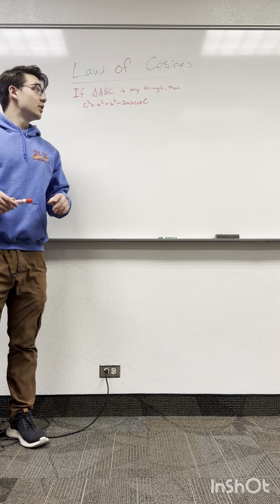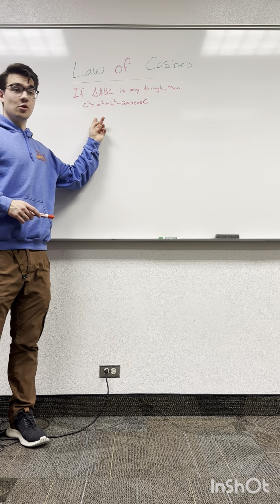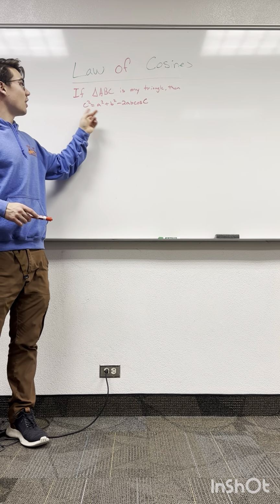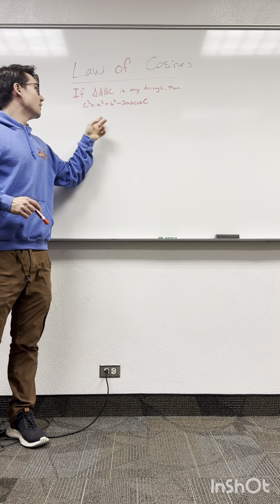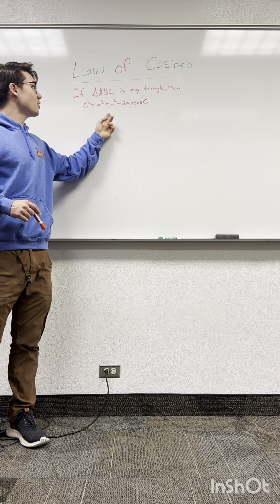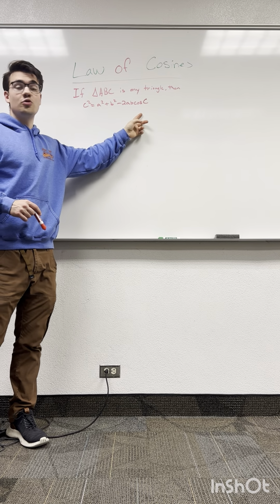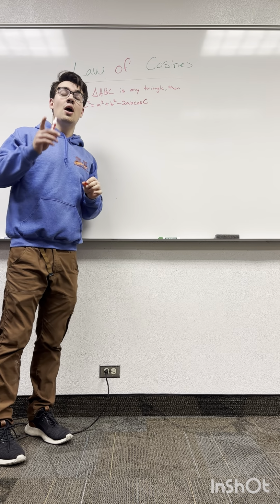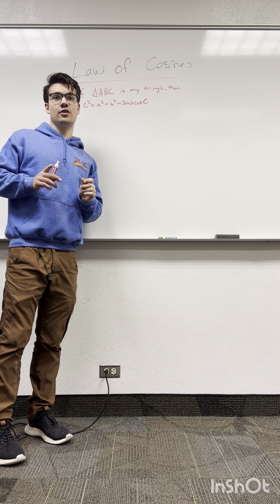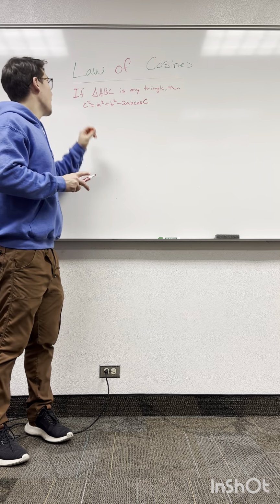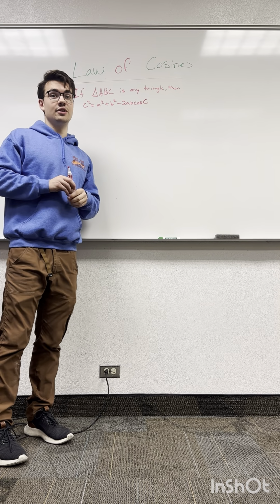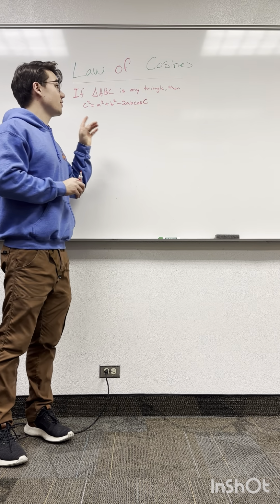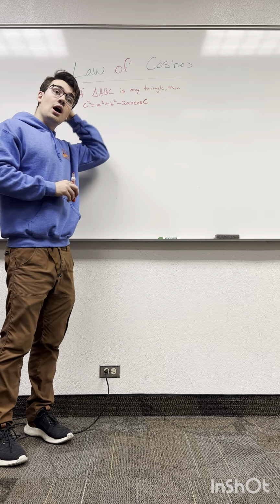All right, Dan number 2. Here's the statement of the law of cosines: if triangle ABC is any triangle, then c squared equals a squared plus b squared minus 2ab cosine of C. It looks awfully like the Pythagorean theorem, but remember that we can only use the Pythagorean theorem with right triangles. We haven't specified that triangle ABC is a right triangle. We've just specified that it's any triangle.